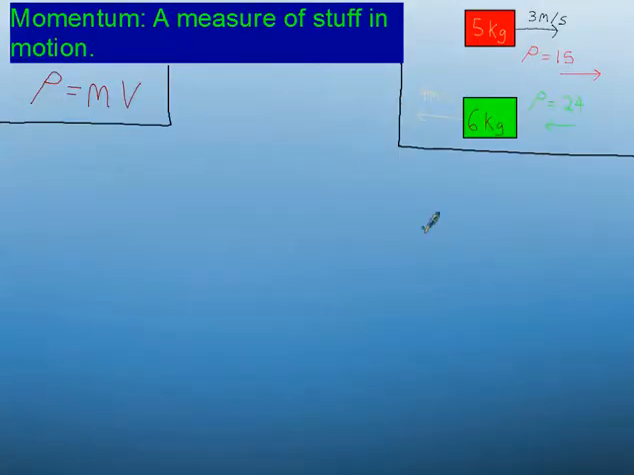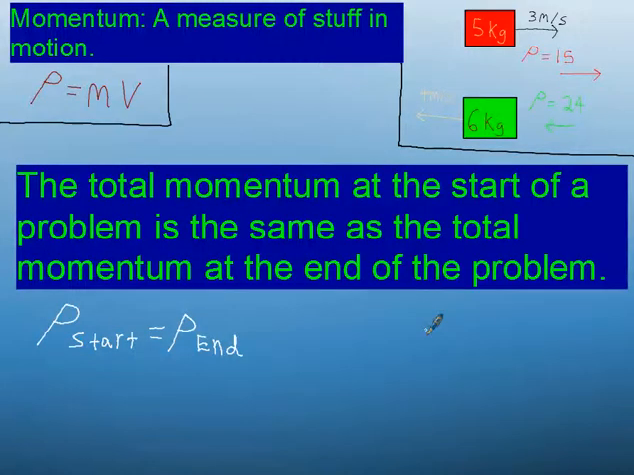Okay, so now that we know what momentum is, why do we care? Well, just like energy, we can use the idea of momentum to solve problems. And there's only one rule associated with momentum. And this rule is very similar to the rule that we saw with energy. It's a conservation rule, which means that the total amount that you have at the beginning of the problem had better equal the same number as the total amount that you have at the end. Momentum is conserved. A really simple way of saying it is the total momentum at the start of the problem had better equal the total momentum at the end.